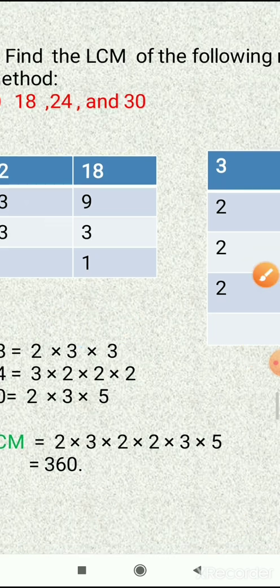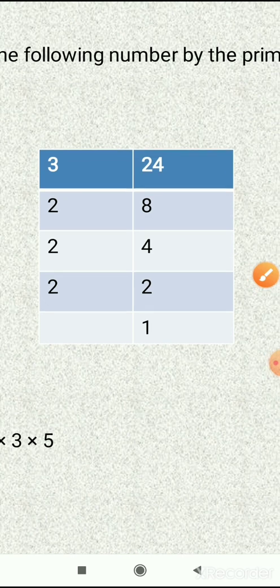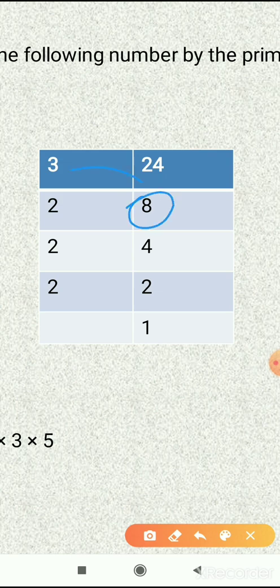Now next number is 24. Now 24 is divisible by 3. So by dividing 24 by 3 we get quotient 8. Now we divide 8 by 2. By dividing 8 by 2 we get quotient 4.